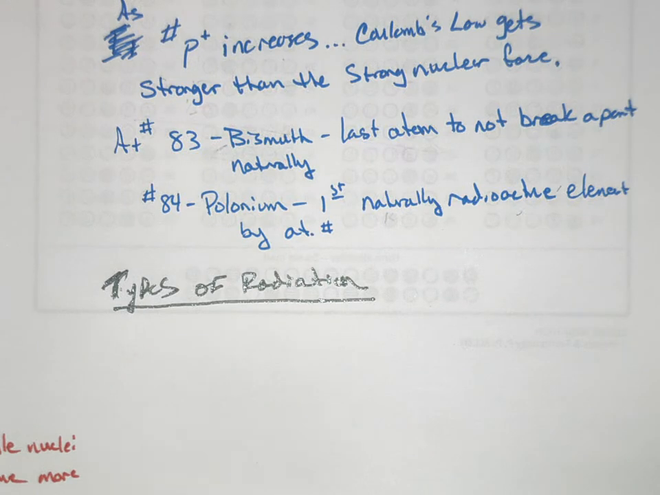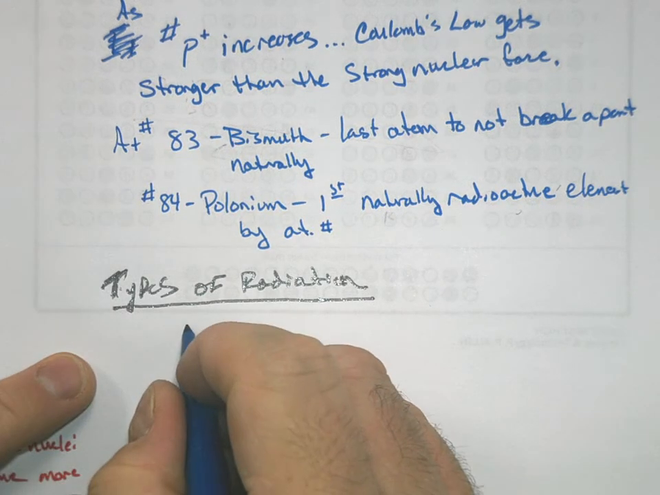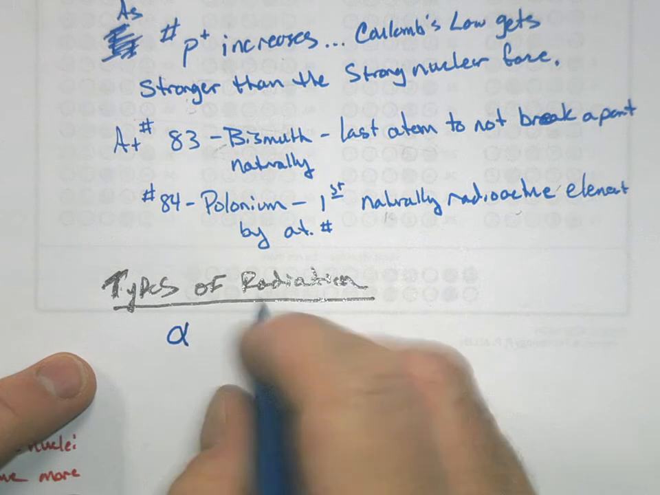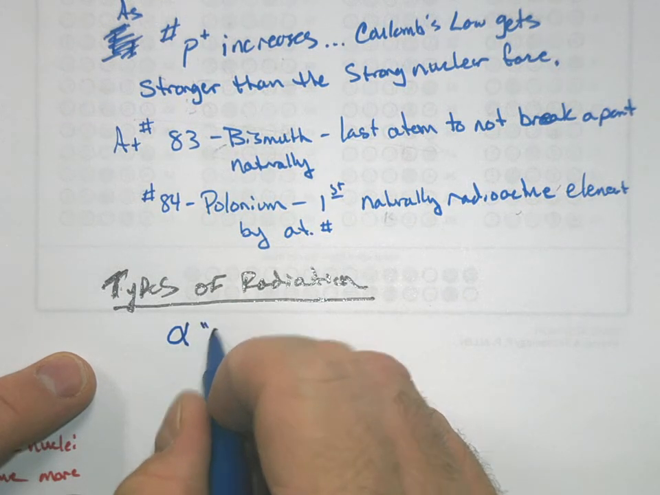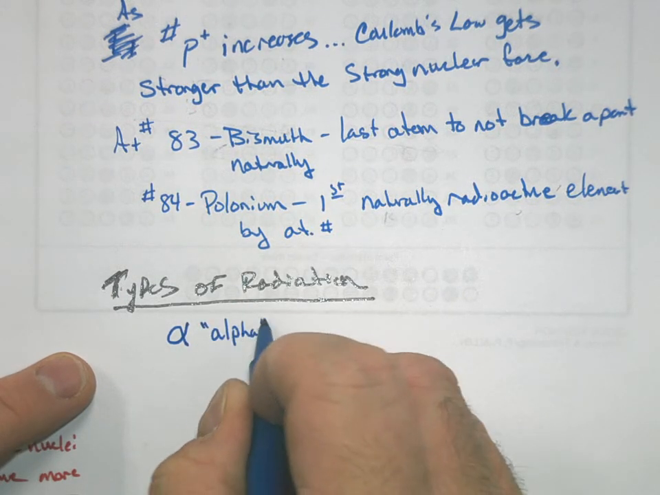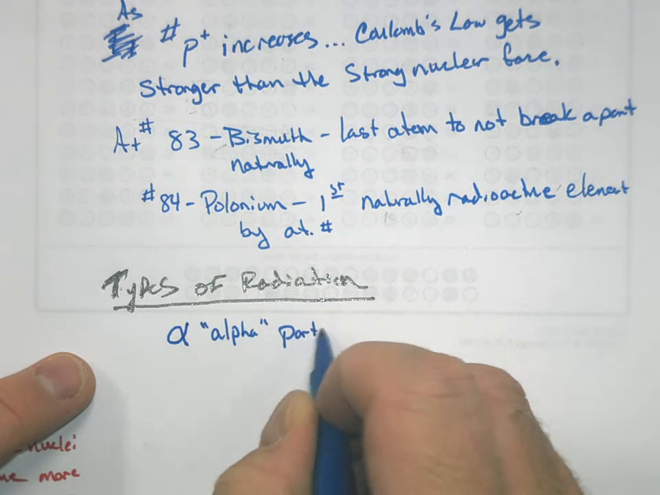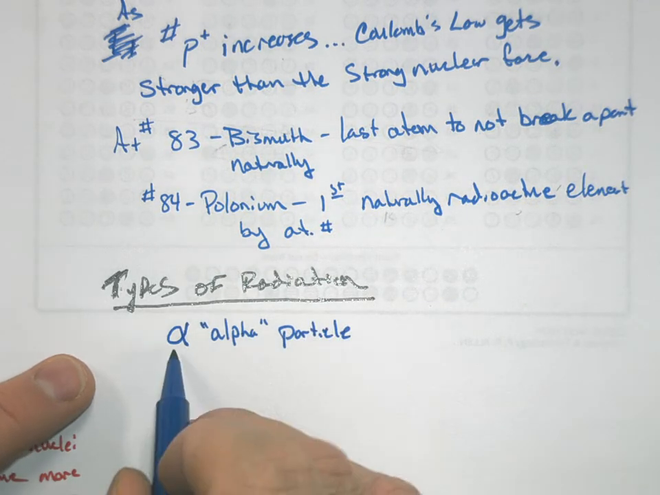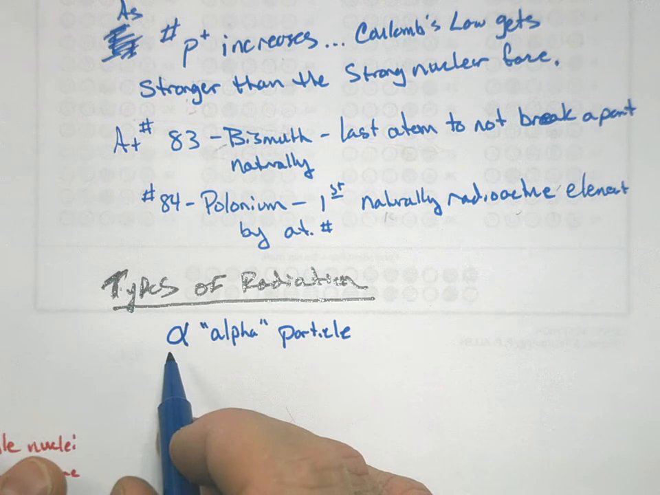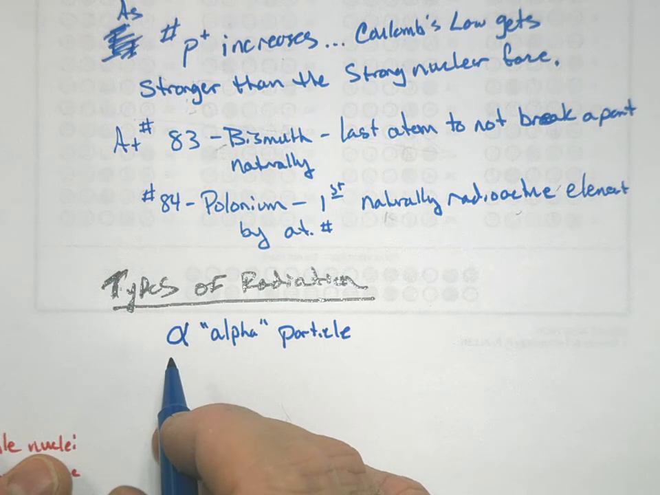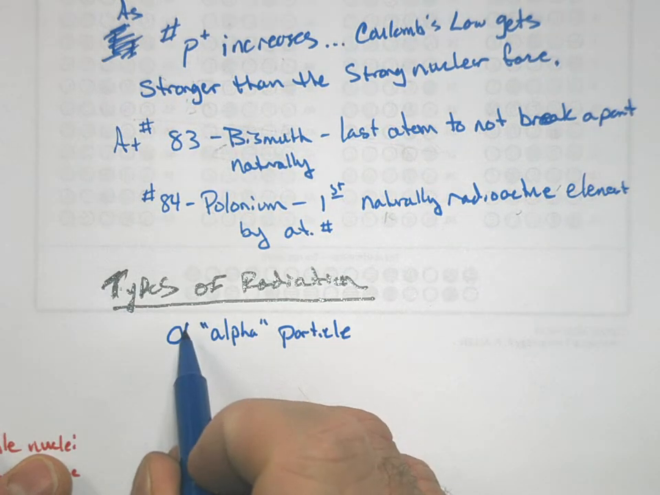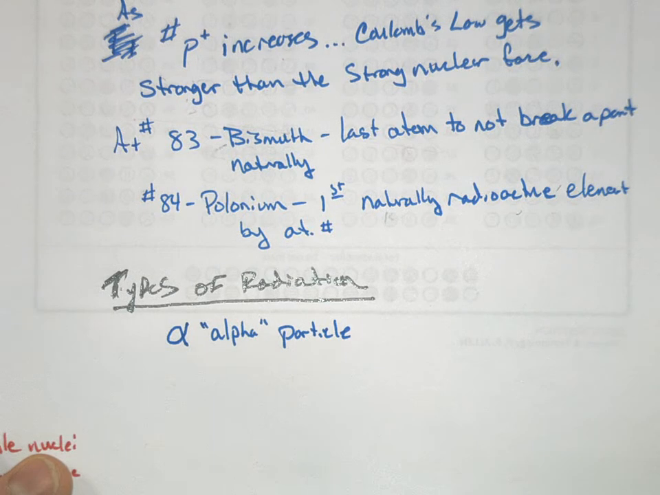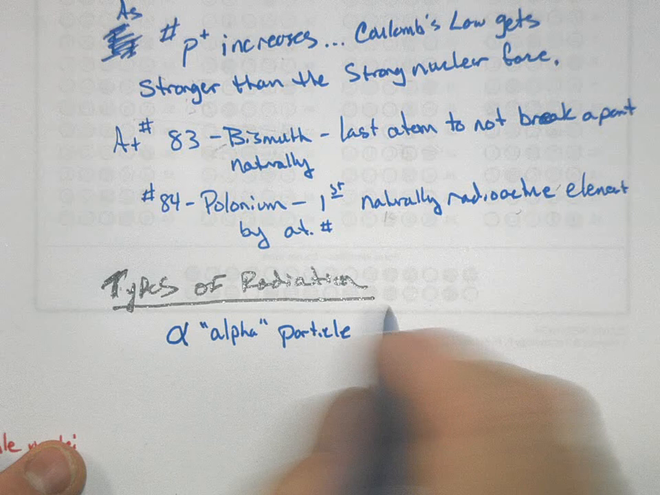We have three major types of radiation. The first one has a positive charge. It is called an alpha particle. Okay, this is an alpha. It's kind of like a lowercase a with a little flag on the top. Flag coming out, so it's an alpha. All right, an alpha particle looks like this.